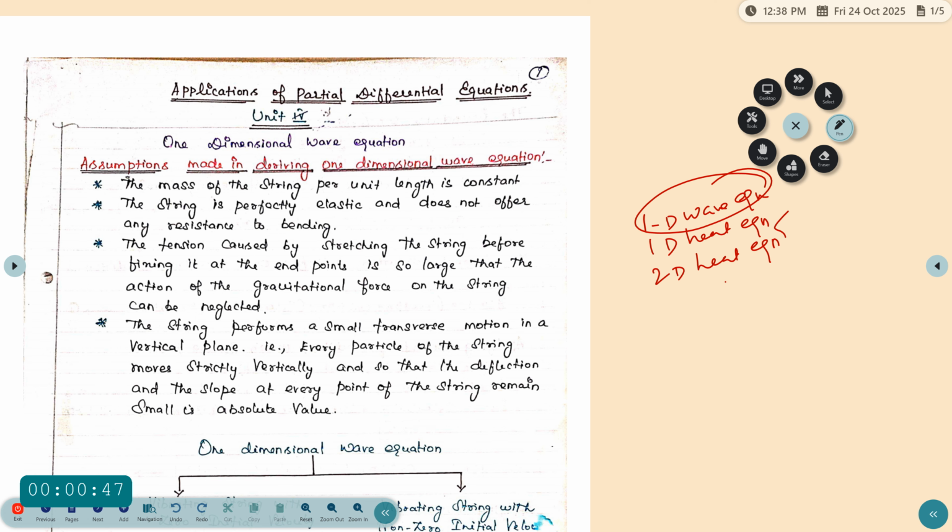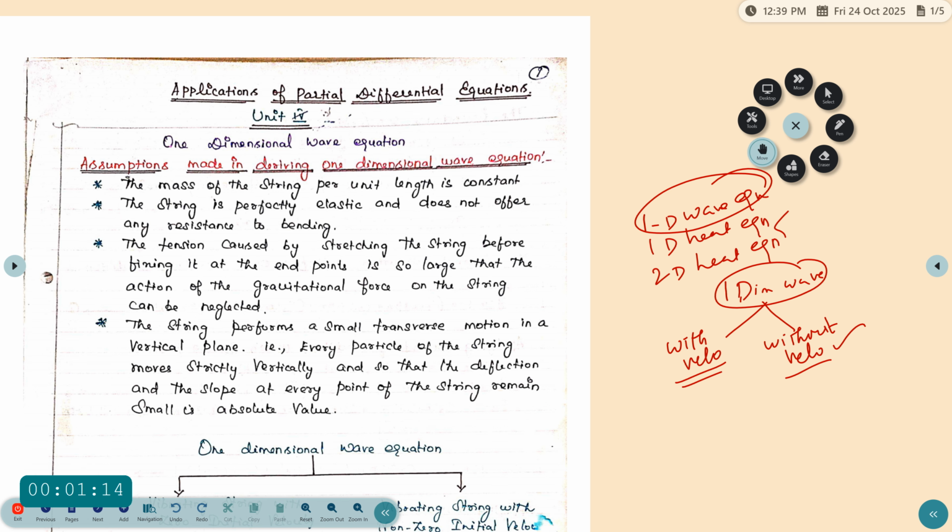In the one-dimensional wave equation, we have two types: one is with velocity, another one is without velocity. These are the important two classifications in the one-dimensional wave equation. First, let us see how we can solve the given partial differential equation for the one-dimensional wave equation without velocity in this class. Let us go to the assumptions of the one-dimensional wave equation.